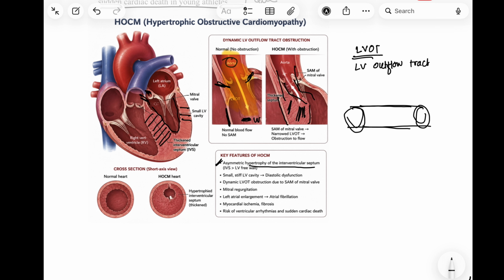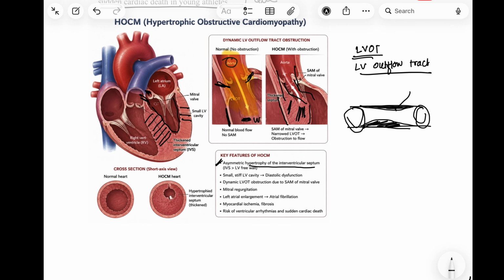But due to the hypertrophy of these muscles, right? So these are the hypertrophied muscles. There is an obliteration or a narrowing of this LVOT. So this is called an LVOT obstruction, right?